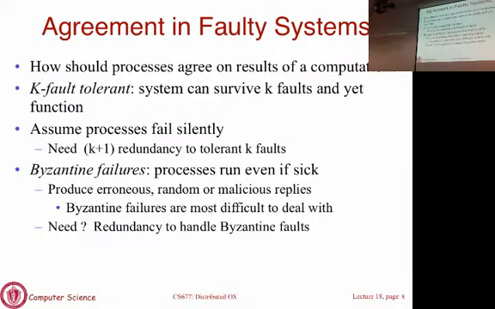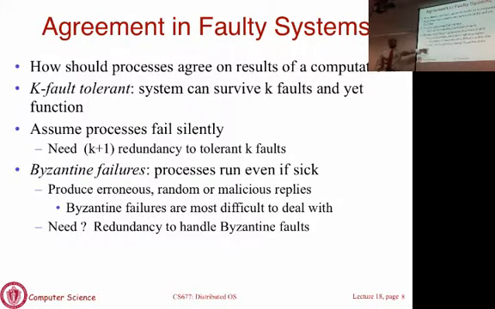Even here we will need redundancy, but we'll see that you need far more redundancy than just one extra component. You need more than that, and you need some form of voting to figure out what has happened. We'll come back to how you deal with this. This is just a high-level description of the two kinds of failures and the difference between how to deal with them.